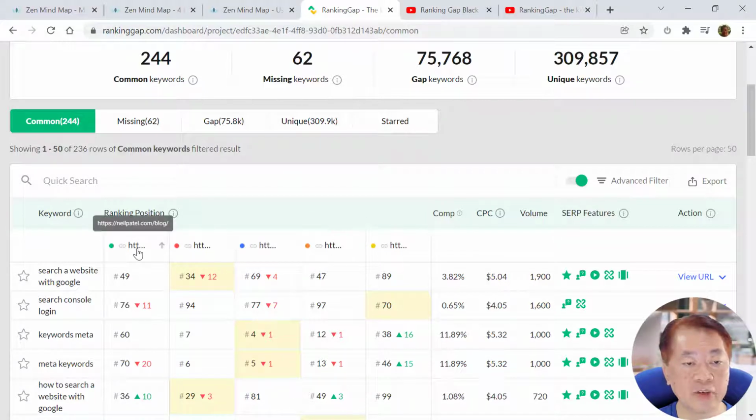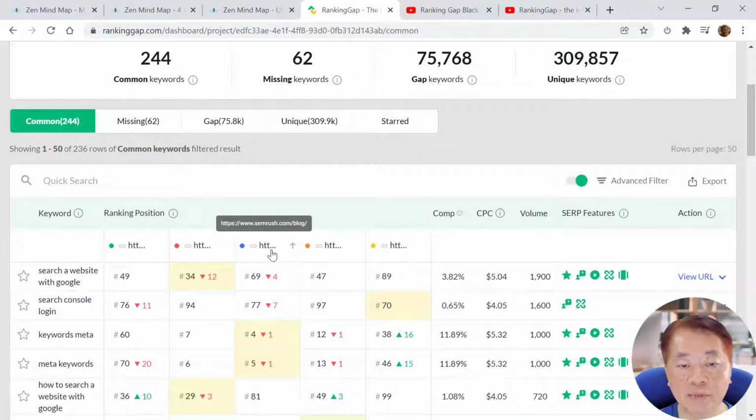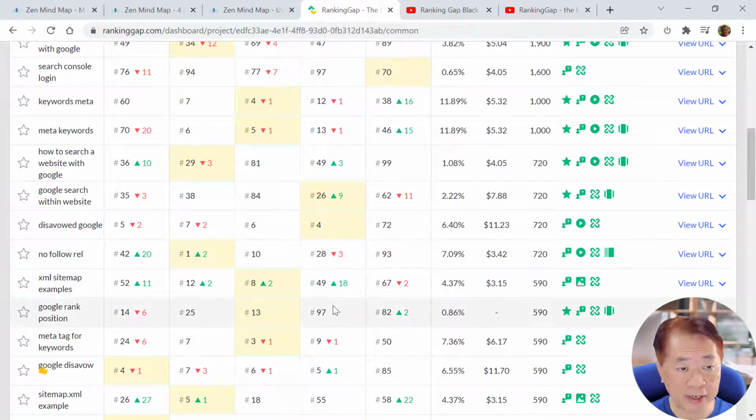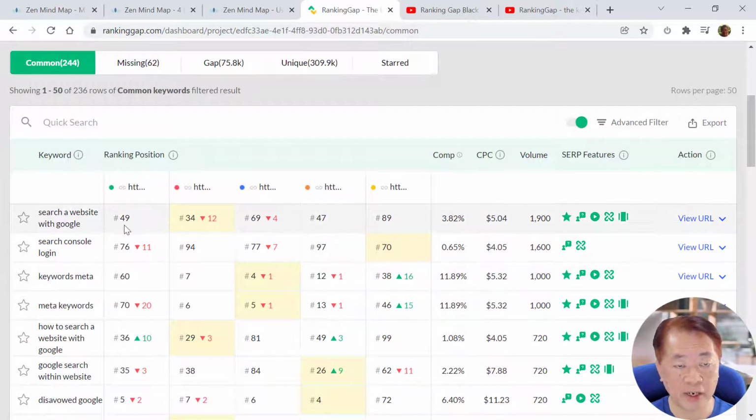For example, now we are assuming that we are neilpatel.com. We own this blog, and these are the keywords that you can find. There are so many of them, 244, against all these competitors, the four competitors: Ahrefs, SEMrush, Moz.com, as well as Substack.com. If you scroll up and down, you will see that there are so many common keywords.